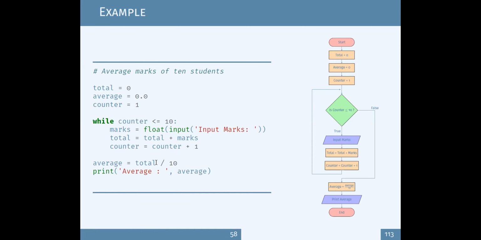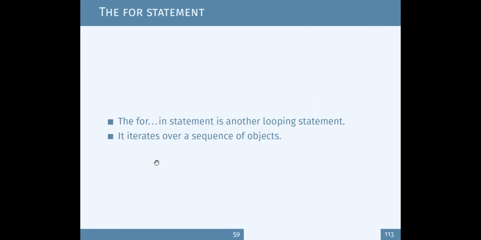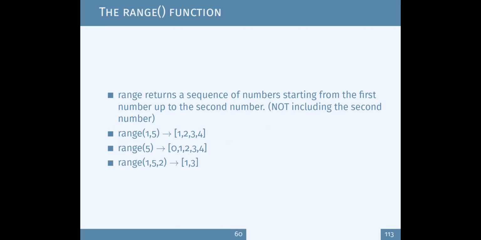Similar to that, we will also have for loops. For loops are very useful when you know exactly how many times you are going to repeat, or you are going to repeat over a sequence of objects. Now, to work with a for loop, usually we have to first understand what the range function is. Range can take up to 3 parameters.